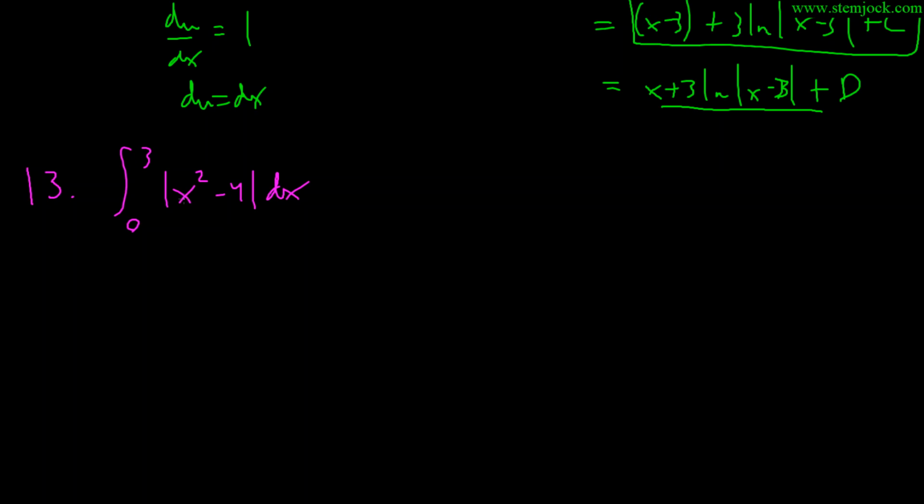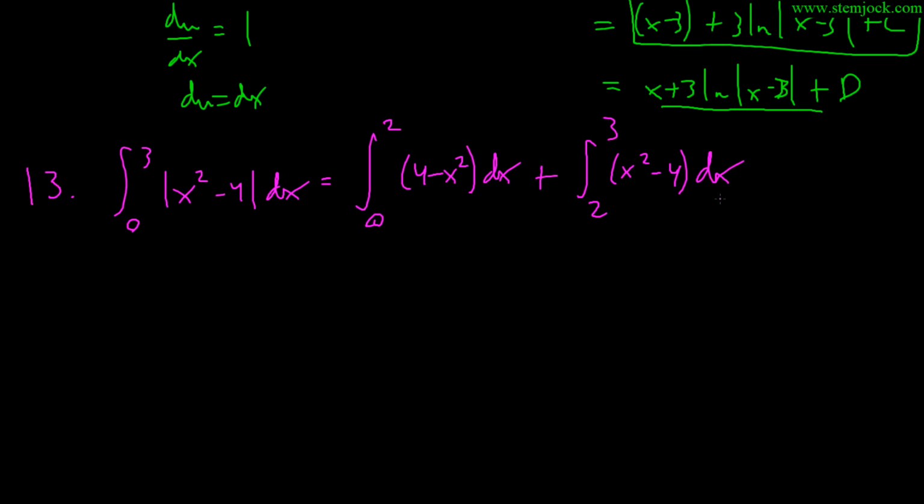When x is 0, 0 minus 4, that's negative. And when x is 2, 4 minus 4 is 0. So from 0 to 2, this should actually be 4 minus x squared dx, and then plus from 2 to 3, I leave it as it is because x squared minus 4 is positive within these numbers, 2 to 3. And now that the absolute value is gone, I can just integrate these polynomials.